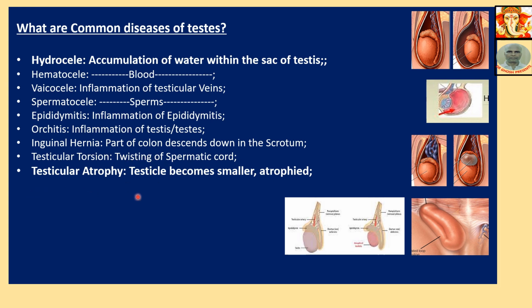Testicular atrophy, where the testicles become smaller, that is, atrophied. Becoming smaller means atrophied. This is the picture. The normal testis, and this is the atrophied testicle.